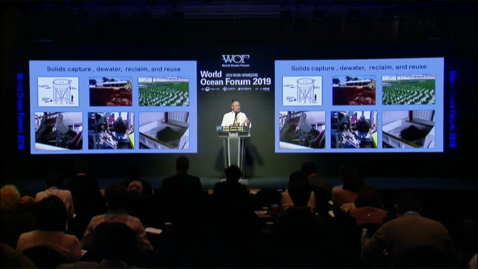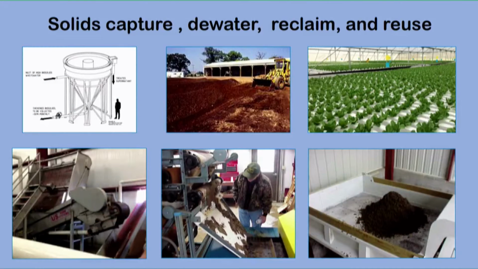Okay, and then finally, part of a recirculating aquaculture system involves solids capture, dewatering those solids, reclaiming the water and reusing it, and then maybe using the dewatered solids for a fertilizer.